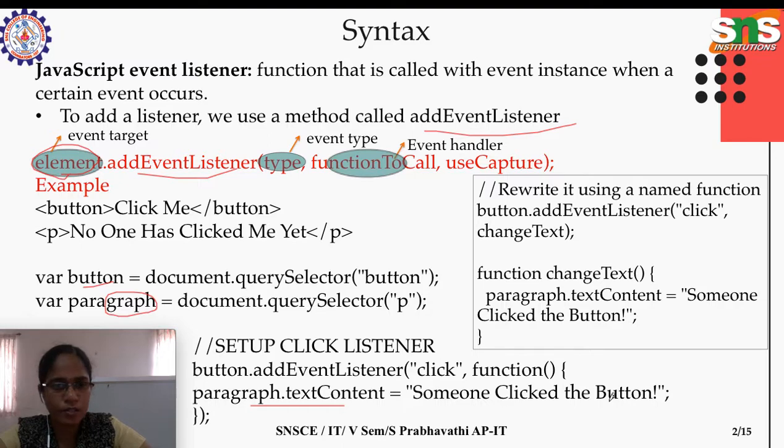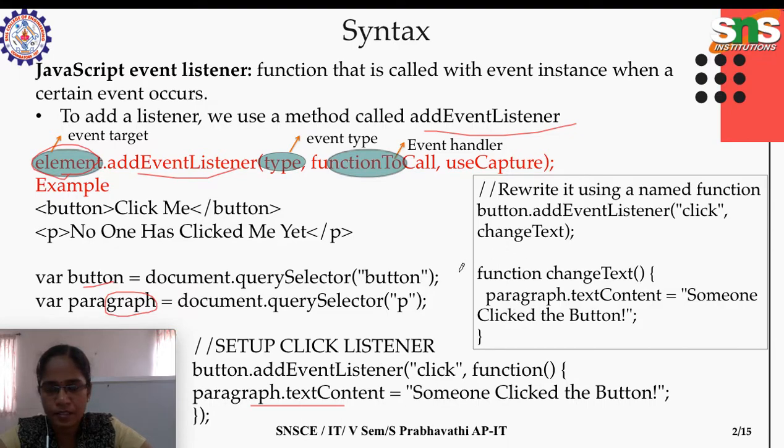So what's the logic behind this code? It will display a button and a paragraph with this content. When you click the button, the paragraph content will be changed to "someone click the button". So that's the event. We are clicking the button and the event is handled using this event handler.